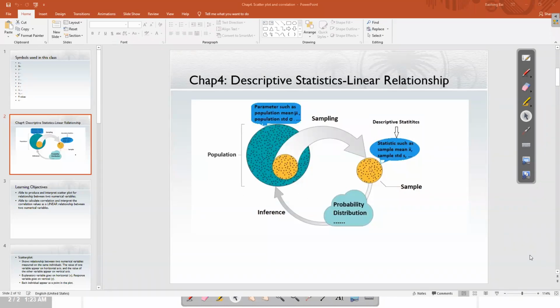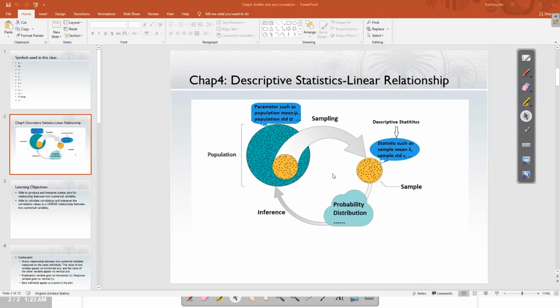Right, so we're going to continue to the next chapter now. We're going to go to chapter 4. This is still descriptive statistics, but instead of what we learned in the past, describing a single variable, now we're going to describe relationships between variables. And of course, we focus on the easiest relationship, linear relationship. So scatter plot and correlation.